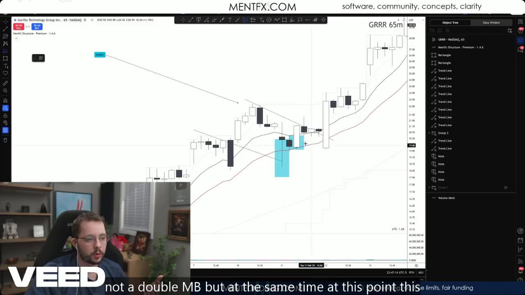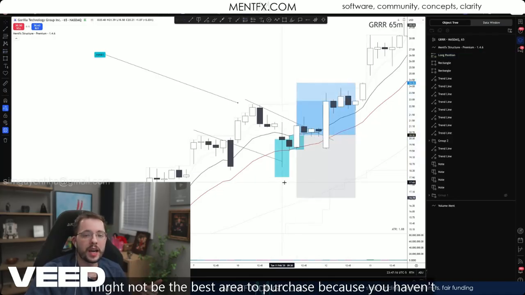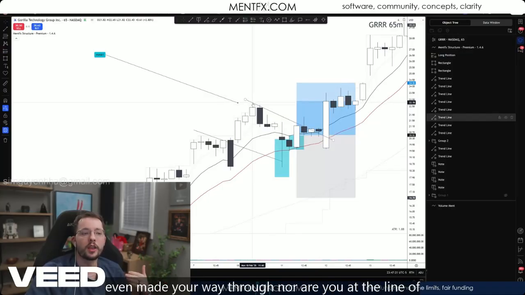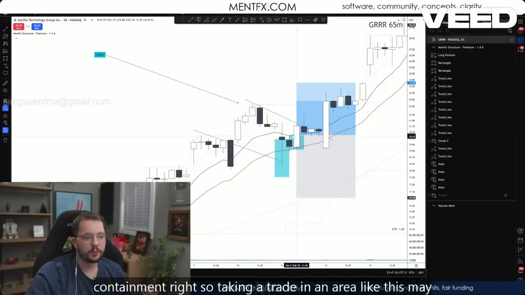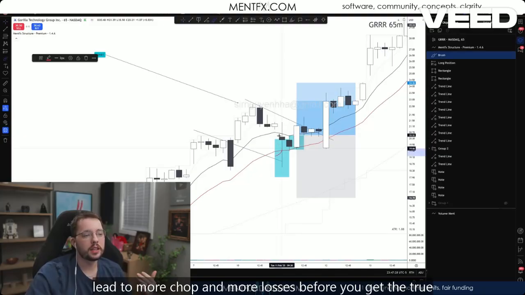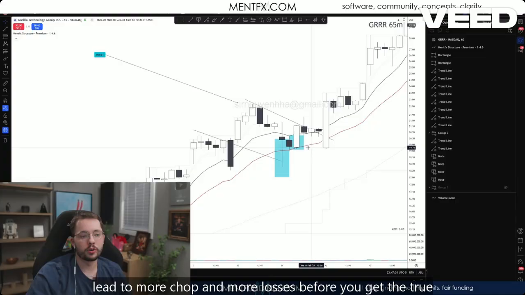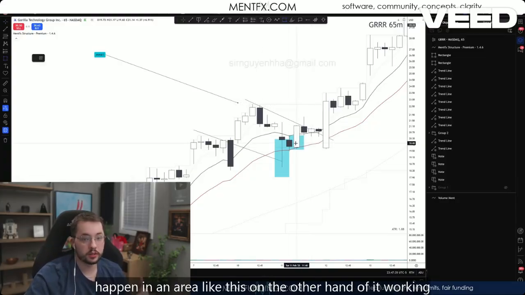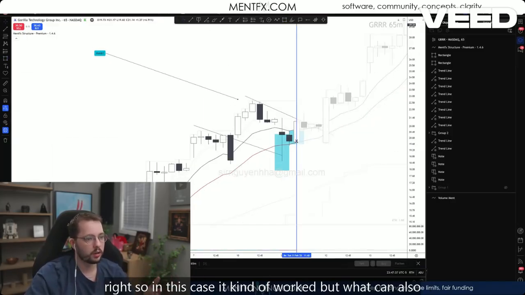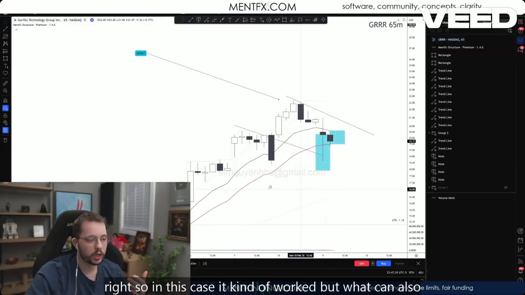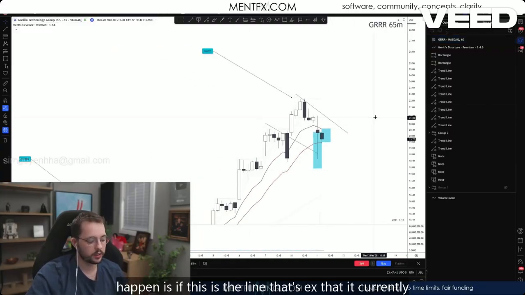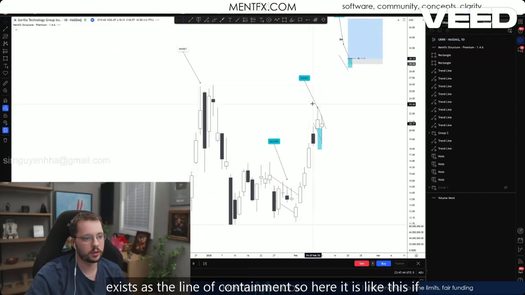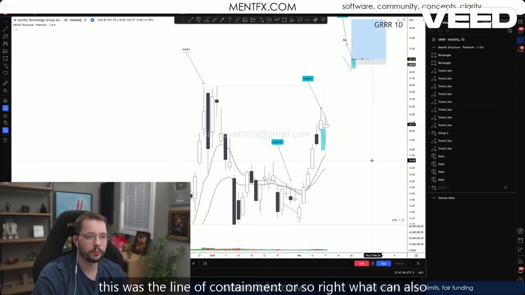But at the same time, at this point, this might not be the best area to purchase because you haven't even made your way through, nor are you at the line of containment, right? So taking a trade in an area like this may lead to more chop and more losses before you get the true move or have a move that's ready, right? Because what can happen in an area like this, on the other hand, of it working, right? So in this case, it kind of worked. But what can also happen is if this is the line that currently exists as the line of containment, so here it is like this, if this was the line of containment, right?